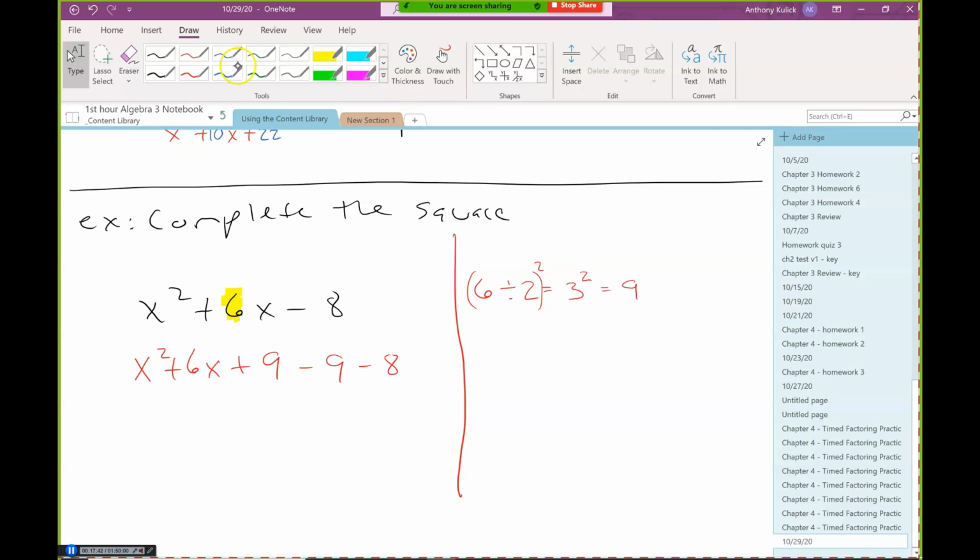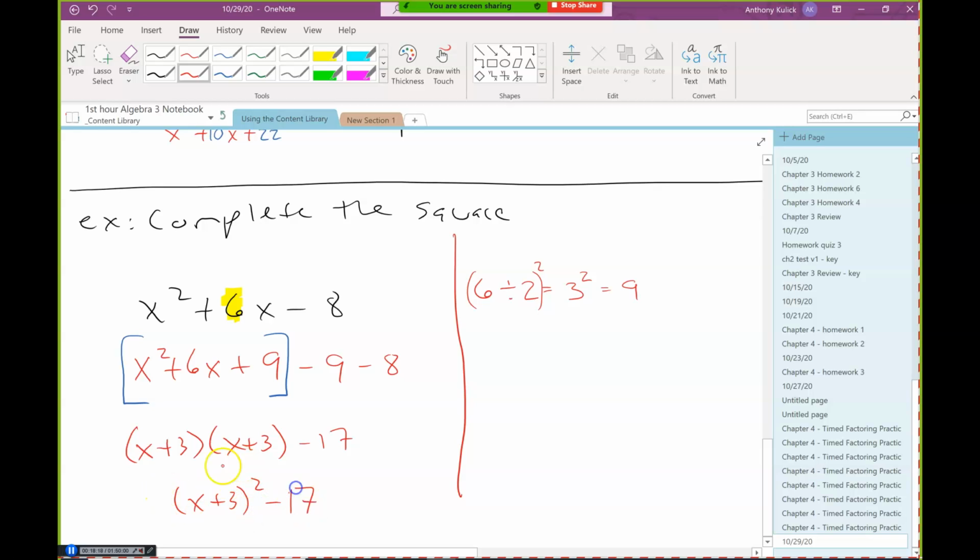Okay. Any questions about how we got to here? All right. Well, it's time to factor that out. So the two things that multiply to give me 9 and add to give me 6 are 3 and 3. They should always be the same number. And then negative 9 plus 8 is negative 1, and then I can write x plus 3 times x plus 3 as just x plus 3 squared. And I still have that minus 17 hanging out at the end. And that's it.